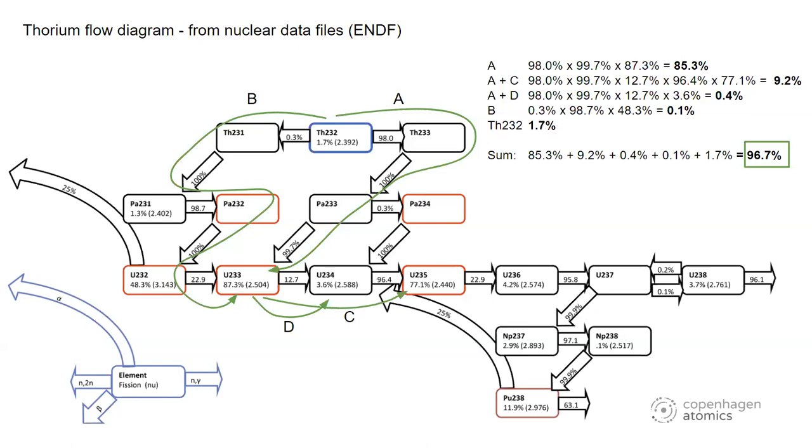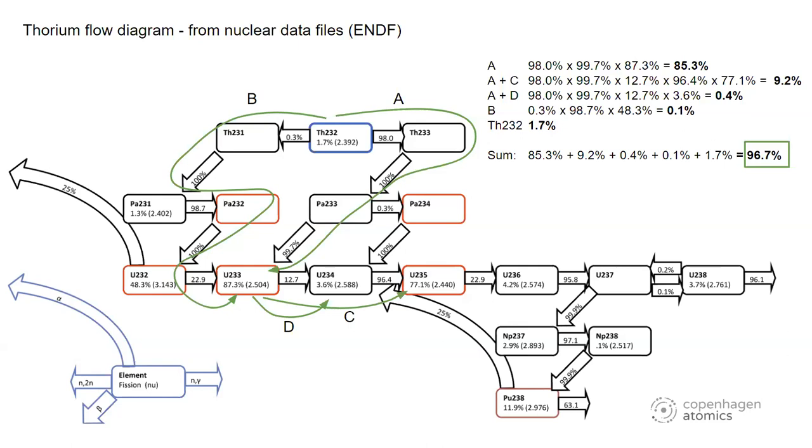And then if you take route A plus B, then 0.4% will fission there. And if you take route B, only 0.1% of your thorium will fission there. And then, of course, there's the thorium itself that could fission right away, where it's only 1.7%. So if you add all those up, you get to 96.7%.